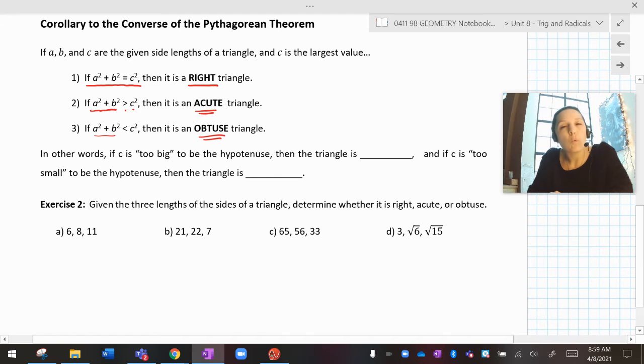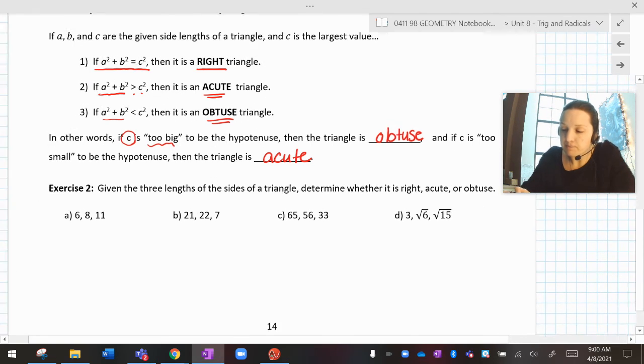Okay? Well, what does that really mean? It means if c is too big to be the hypotenuse, then you have an obtuse triangle. And if c is too small, then it's an acute triangle. I like to call this the Goldilocks theorem. Too big, too small, just right. Let me show you what I mean.